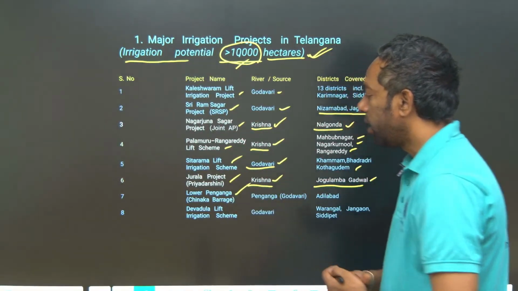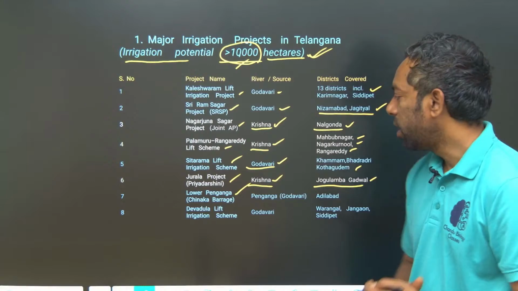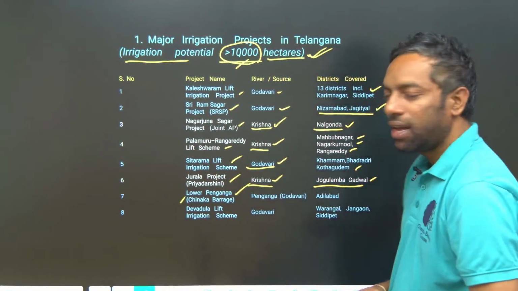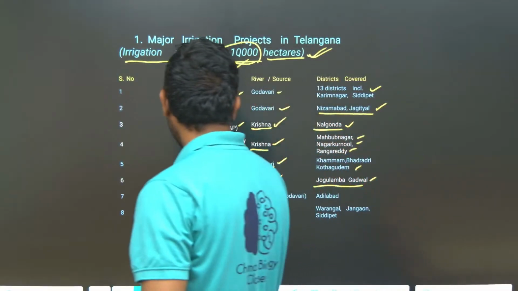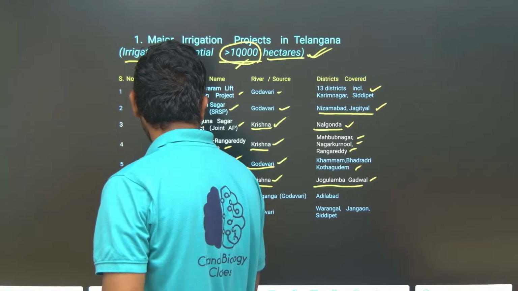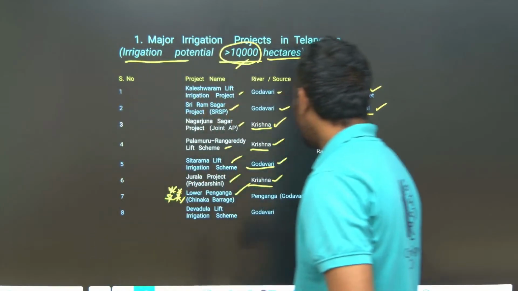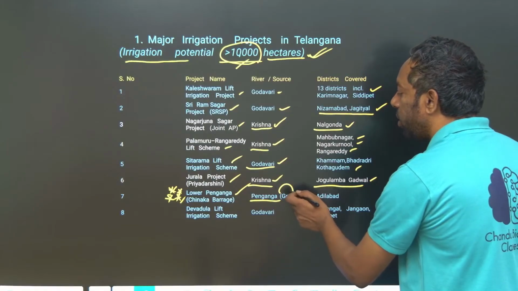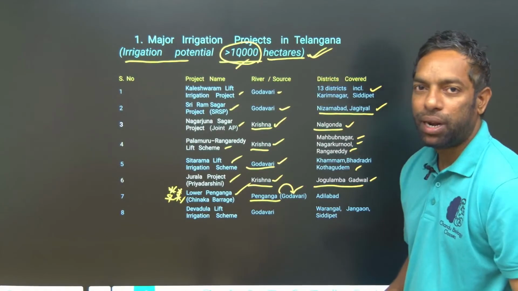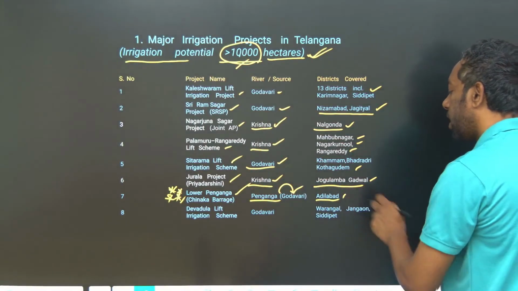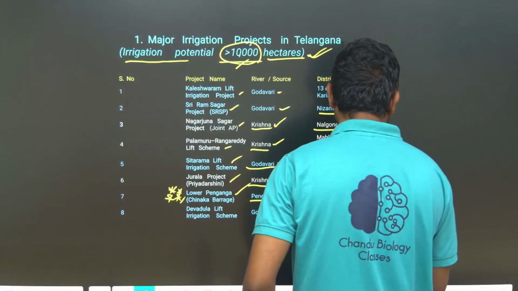Lower Penganga project, which we can also call the Chinaka barrage. This is important, as it was asked in a previous exam. The Chinaka barrage is on the Penganga river, which is a tributary of the Godavari. It is located in Adilabad and Asifabad.